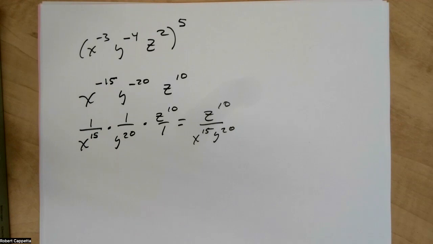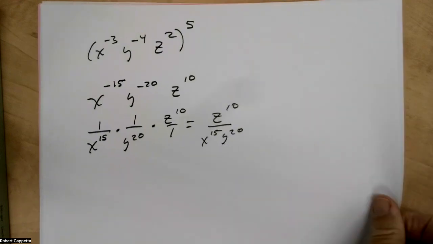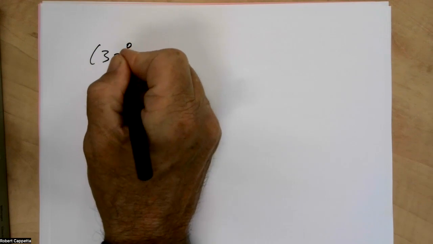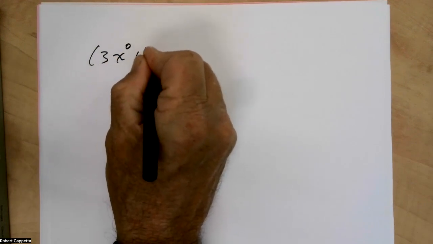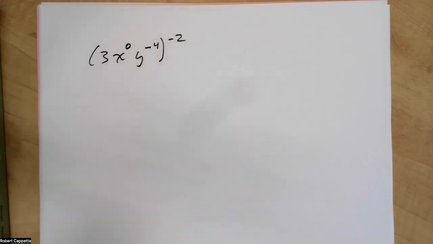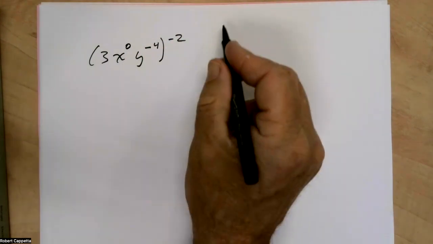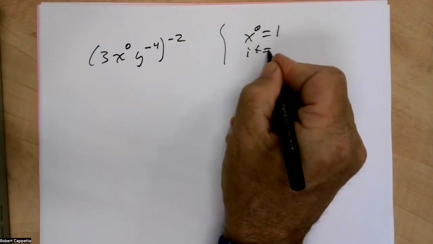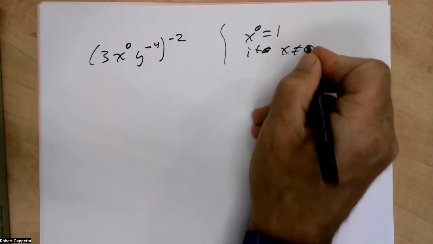All right. What other sorts of things can we look at here? Let's take a look at something like this. Three x to the 0, y to the negative 4 to the negative 2. And let's remember, what is x to the 0? X to the 0 equals 1 as long as x itself isn't 0, as long as x is not 0.